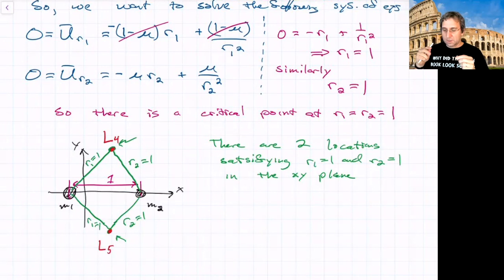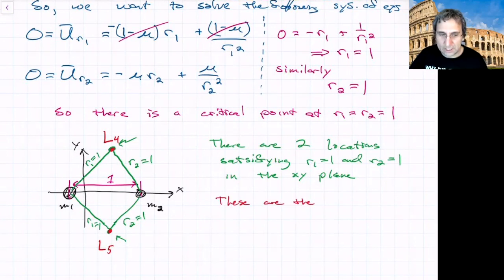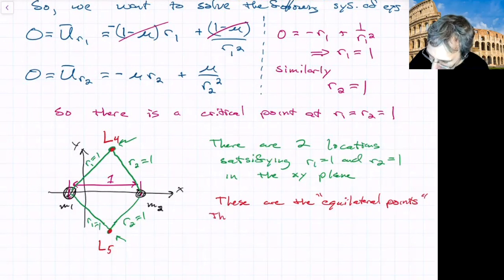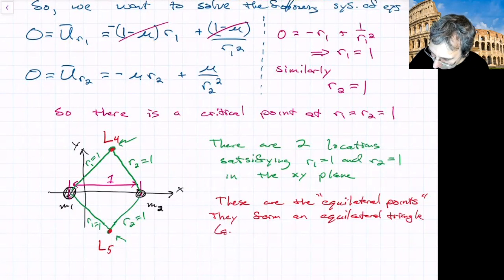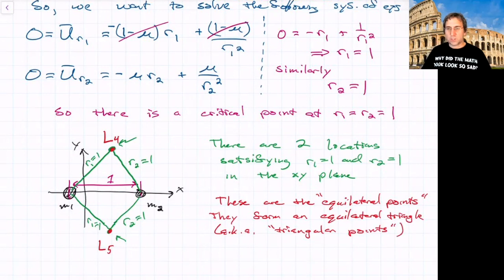And you could see the three masses, say, look at L4. The three masses are at the edges of an equilateral triangle where all sides are equal to 1. So these are called either the triangular solutions or they're called the equilateral points because they form an equilateral triangle. So they are also known as the triangular points. And this was known to Lagrange, and that's why we call these Lagrange points. So there's L4 and L5.